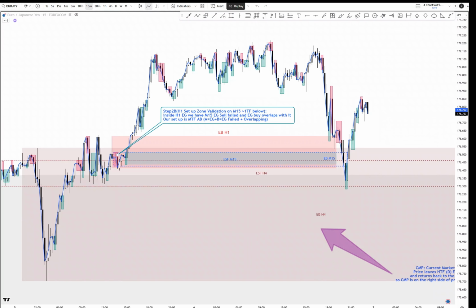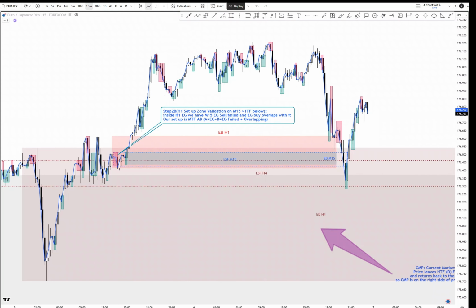Yeah, 2B is what? We're going to validate the zone inside M. This H1 zone should be validated by old engulfing sell failed and engulfing buy. So as you see, price has just come and passed this zone, which is fine. So you should say, should I take a trade here? No, it is not, because we have other steps as well. So we are still in step 2, so 2B.